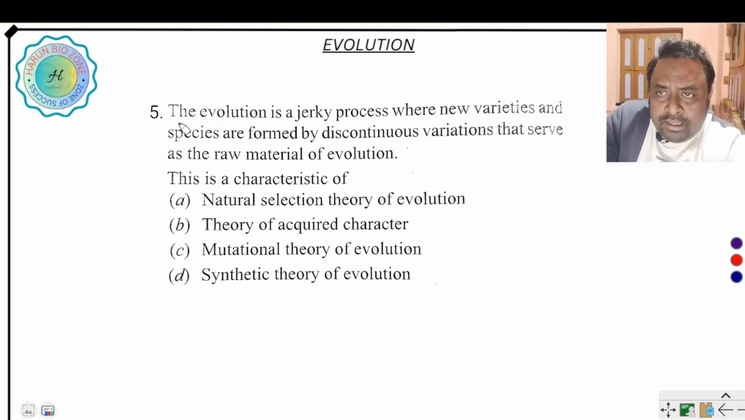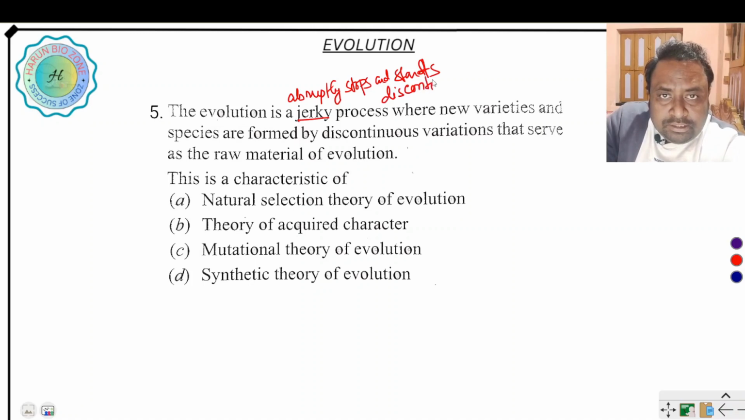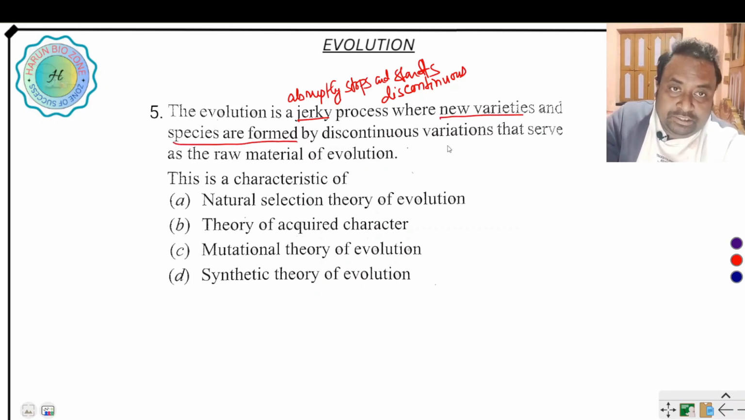Next question: evolution is jerky. What is jerky? Abruptly stops and starts. That means a discontinuous process. Evolution is a discontinuous process where new varieties and species are formed by discontinuous variation that serves as the raw material of evolution.